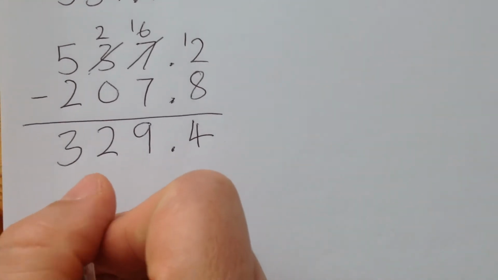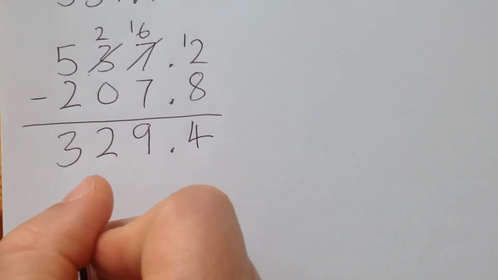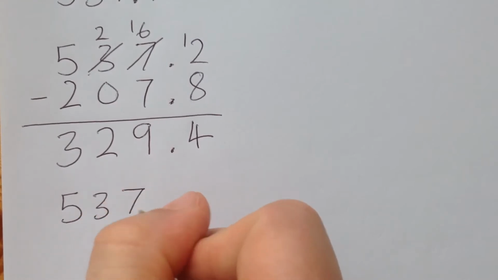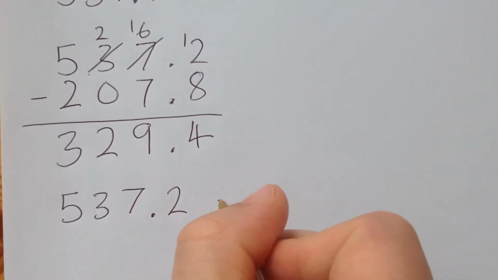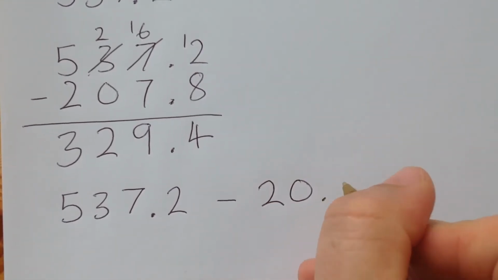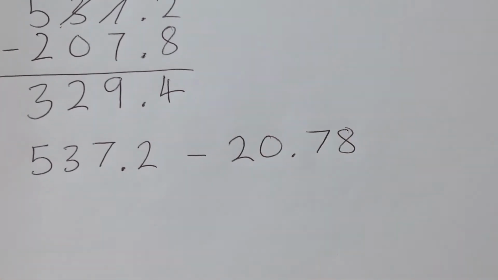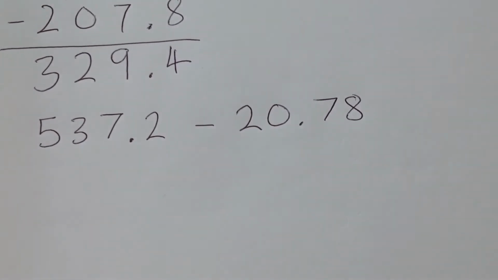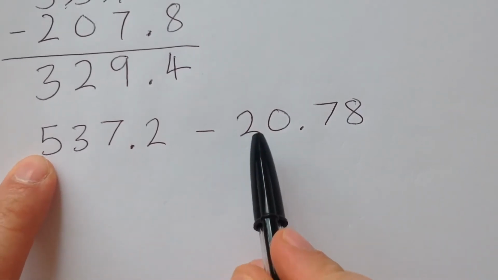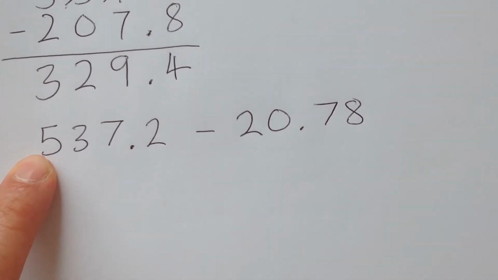So this time I'm going to have 537.2. I'm going to leave that as it is. But instead of taking away 207.8, I'm going to take away 20.78. This is a very different problem straight away. Now, last time I did a challenge video, I lined these up so that they were above each other. But of course, I cannot have the 5 and the 2 in the same column, because this is 500, this is 20. There are no hundreds here.